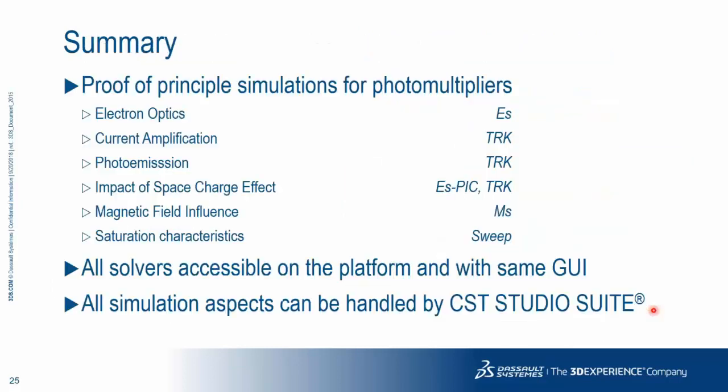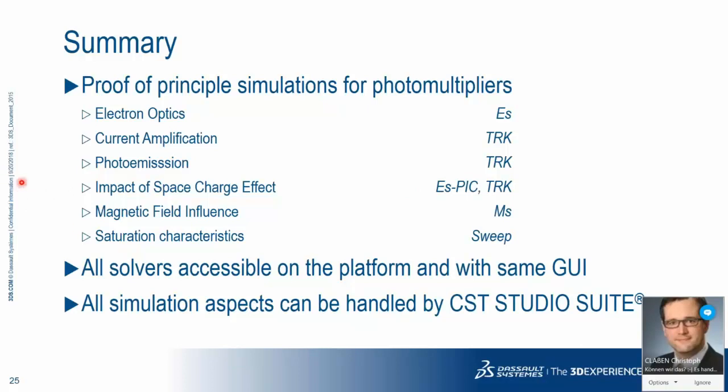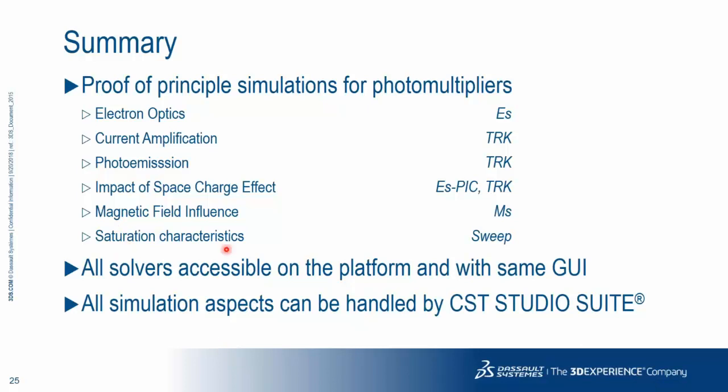So this finally brings me to the end here, and the idea was basically to show you a proof of principle of simulations, what you could do for this application. You have seen the electron optics, which you finally get already with an electrostatic solver, the current amplification, which you could estimate with a tracking solver, the photo emission with tracking. You could analyze the impact of the space charge effect with the new solver, the ESPIC, or the tracking. You could look at the magnetic field, and you could look at the saturation characteristics by a sweep. All solvers are accessible on the platform and with the same GUI.